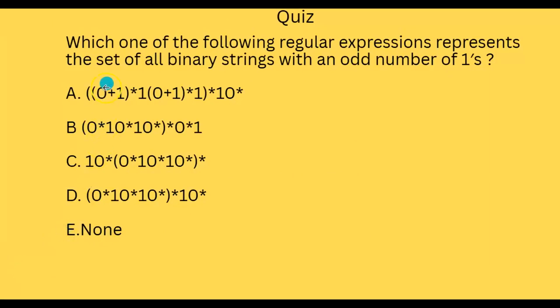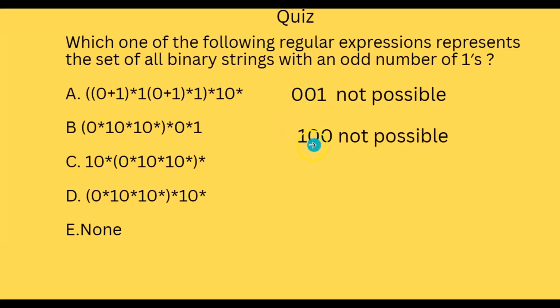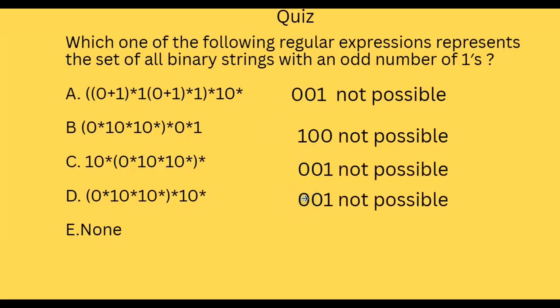Next question is, which one of the following regular expressions represents the set of all binary strings with an odd number of ones? We will see the options one by one. Option A cannot generate 0 0 1. This string contains an odd number of ones. Option B cannot generate 1 0 0, and option C cannot generate 0 0 1, and option D cannot generate 0 0 1. So the right answer is none. That is option E.